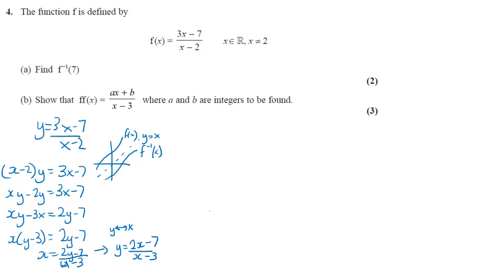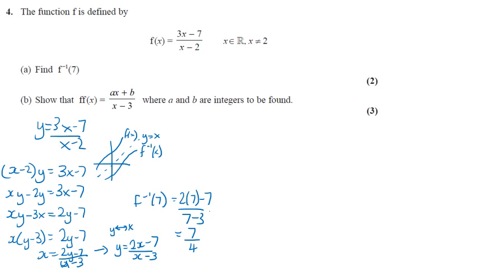And we want to evaluate this at x equals 7. So the inverse function at 7 is 2 times 7 minus 7 over 7 minus 3. So 14 minus 7 on top, that's 7 on top, and divided by 4 on the bottom. So 7 over 4 is the answer. Part B, show that f of x is ax plus b over x minus 3.